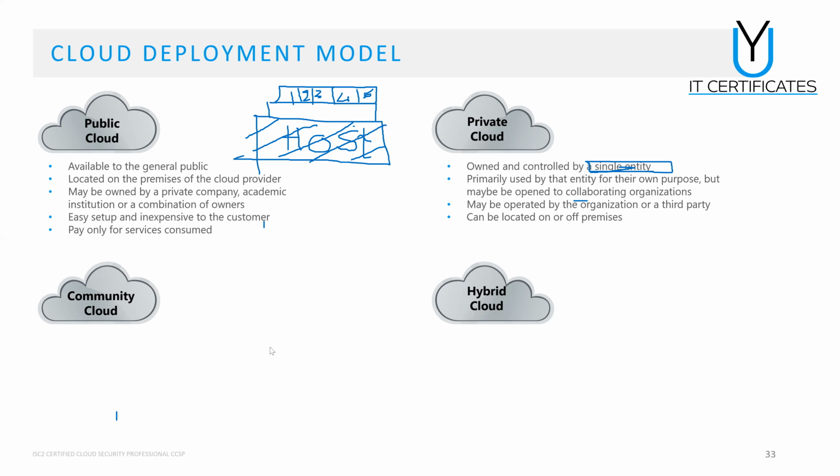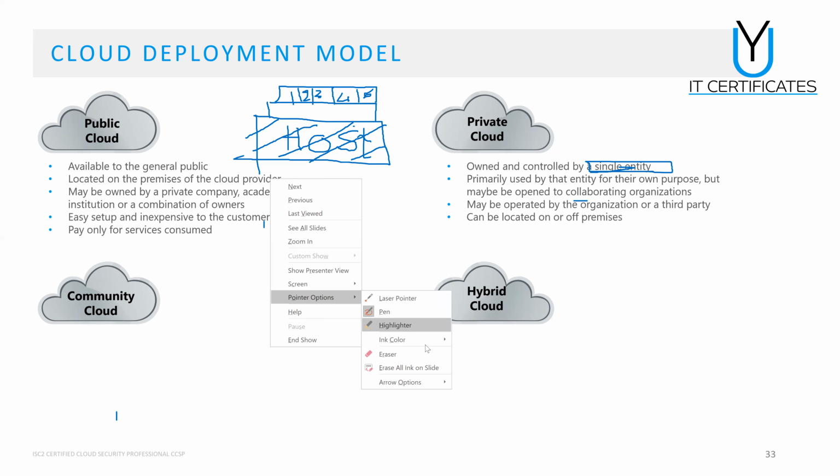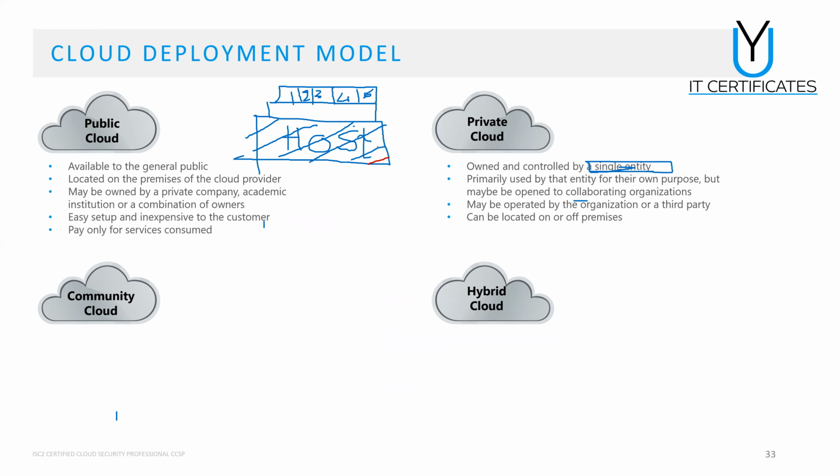Let's change the color of the pointer here and make it red. I will have a dedicated host for me. Then I will again have the virtualization. Yes, I will have the virtualization, but these VMs will not be shared with different customers. No, they will be used only for me. As Osama or as ID certificates, I will use these VMs only as ID certificates. This is one of the scenarios of the private cloud.